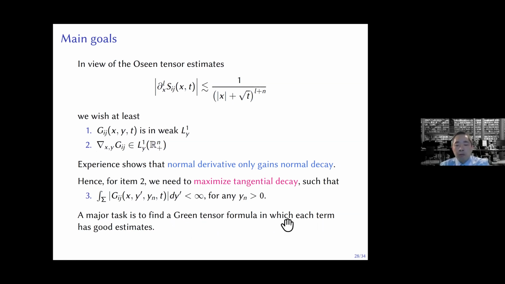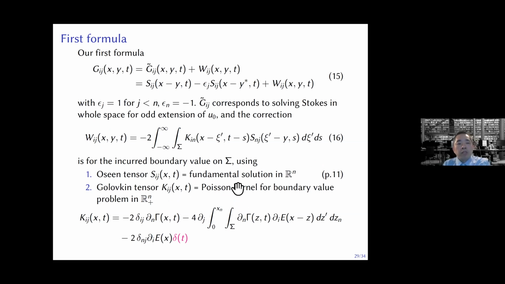And then the most difficult thing is to find a good formula. So here is our first formula. We have Gij tilde plus Wij. Wij is a correction term. Gij tilde is given by the Gaussian tensor minus the Gaussian tensor at the reflection point. Epsilon j is equal to 1 for j less than n, and epsilon n equals minus 1. So this Gij tilde corresponds to solving the Stokes system in the whole space for the odd extension of the initial data. Odd extension of data means that the tangential component changes sign, and the normal component does not change sign.